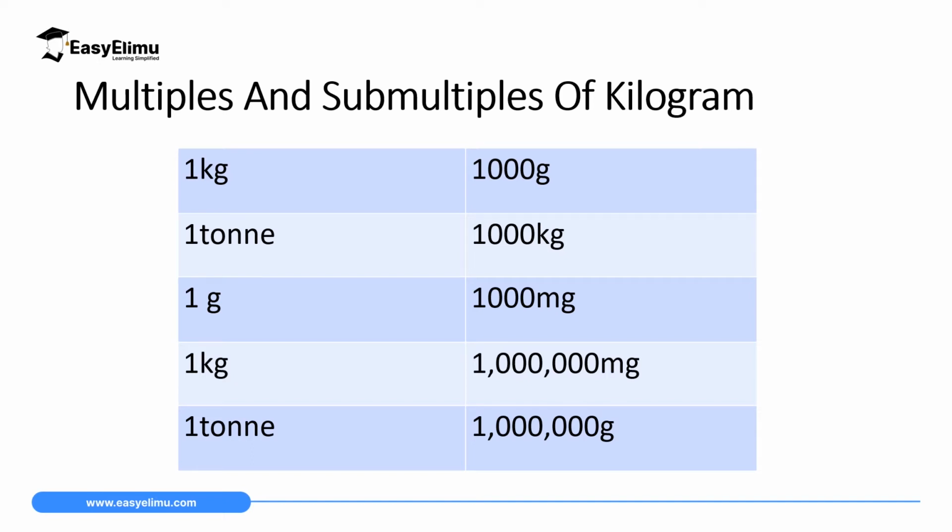Now, we have multiples and submultiples of kilogram because sometimes mass is so big such that it's more than a kilogram, and sometimes it is so small that we cannot use a kilogram to indicate the exact mass. So we have multiples and submultiples, and the first is that 1 kg is equals to 1000 grams, 1 ton is equals to 1000 kgs, 1 gram is equals to 1000 milligrams, and then 1 kg is equals to 1 million milligrams, and then 1 ton is equals to 1 million grams.